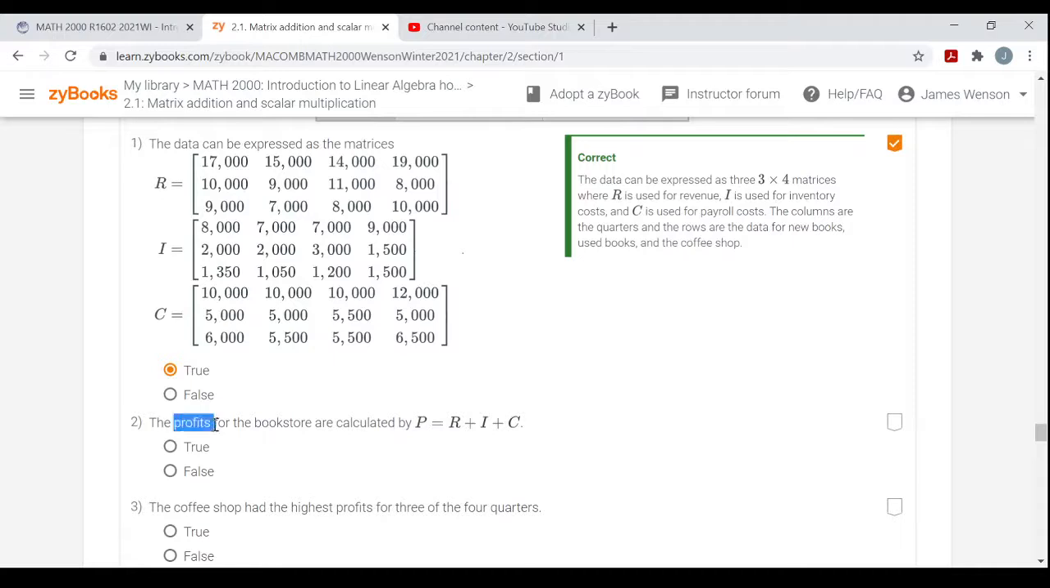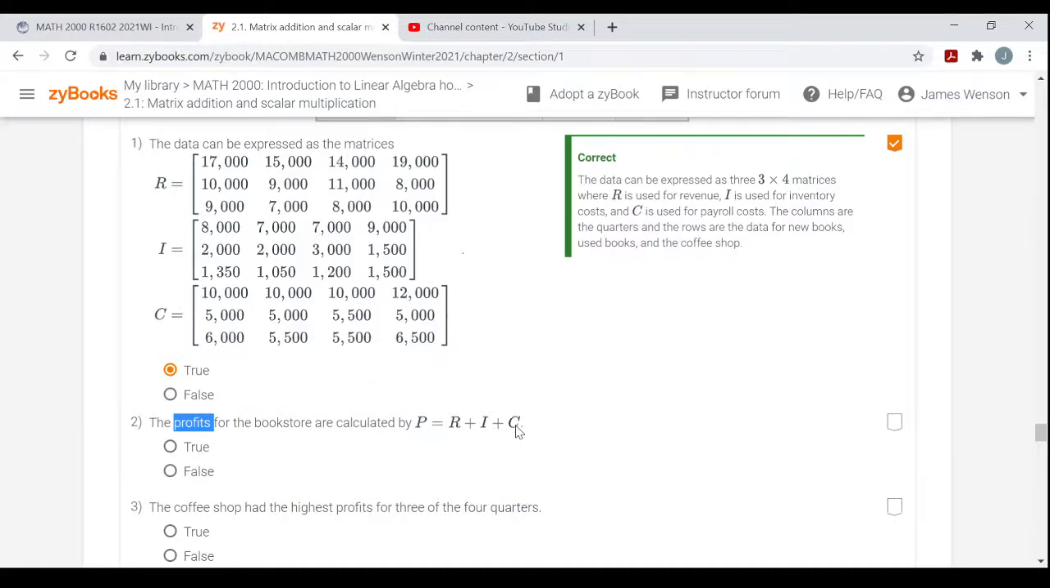The profits for the bookstore are calculated as P. Okay, I see why they didn't use P earlier. They're using P here for the matrix for profits. The profits matrix would be revenue plus inventory costs plus payroll costs?